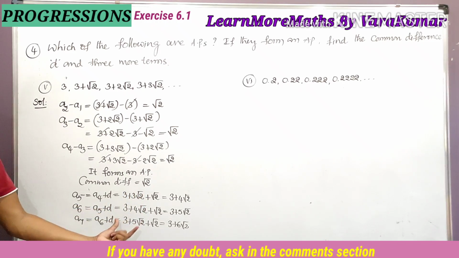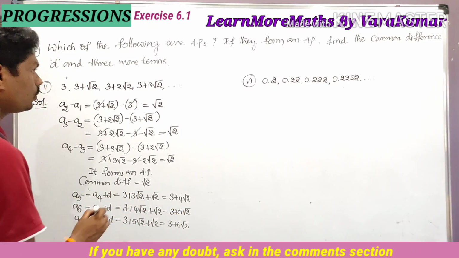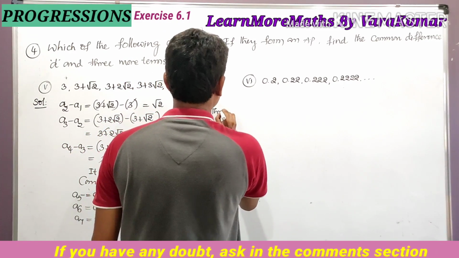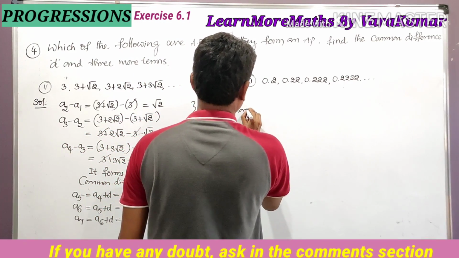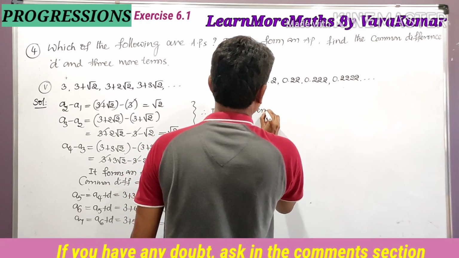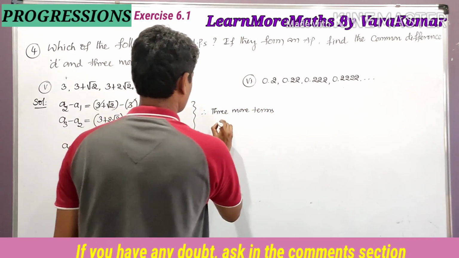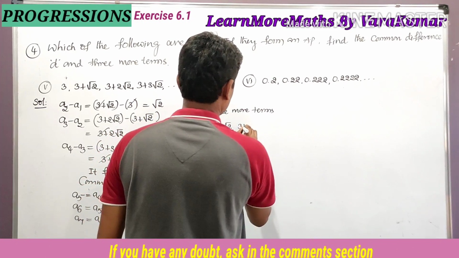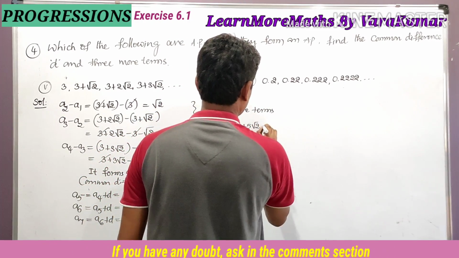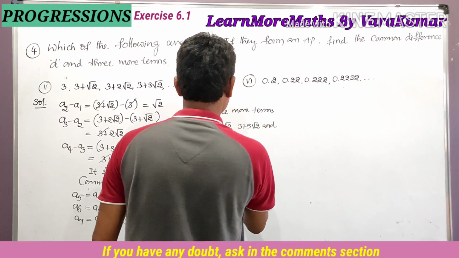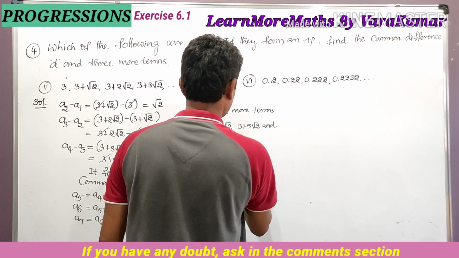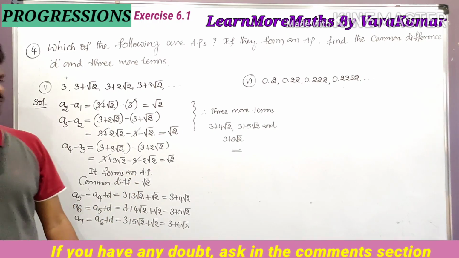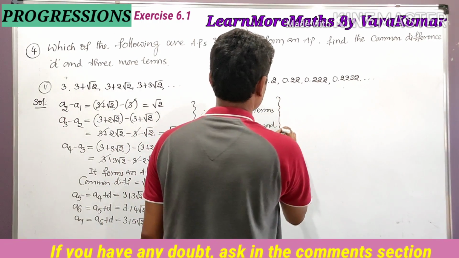So therefore the three more terms are 3 plus 4 root 2, 3 plus 5 root 2 and 3 plus 6 root 2. So these are the three more terms, student. So next we have to find the 6th bit.